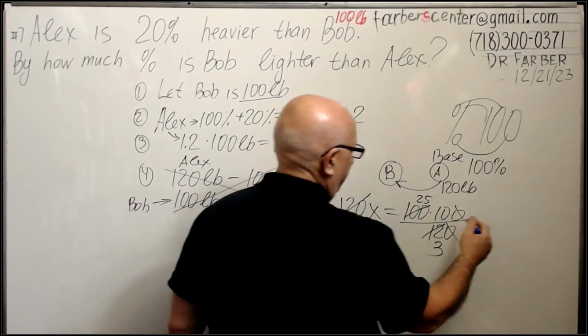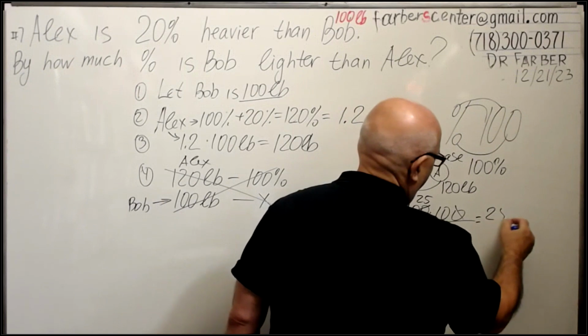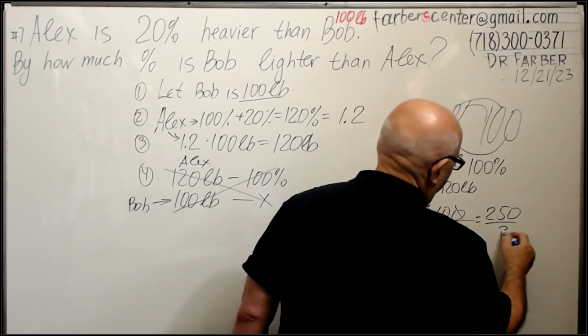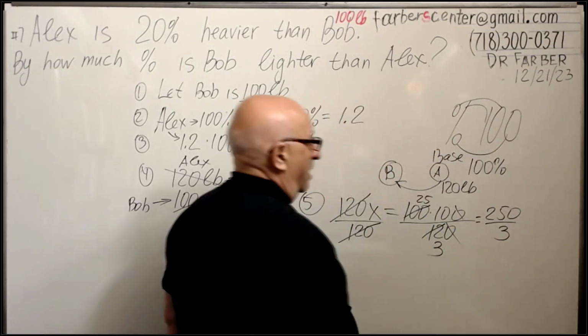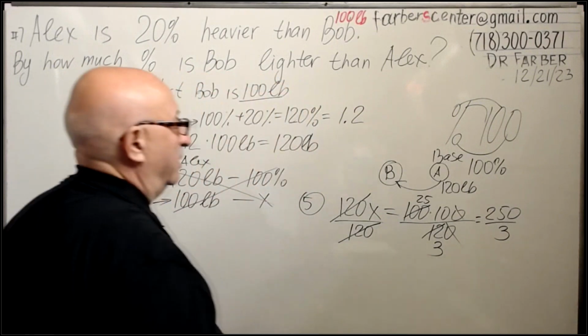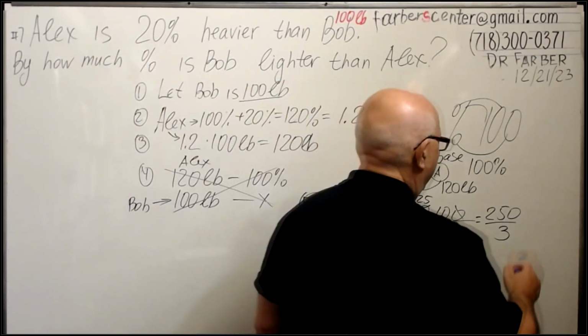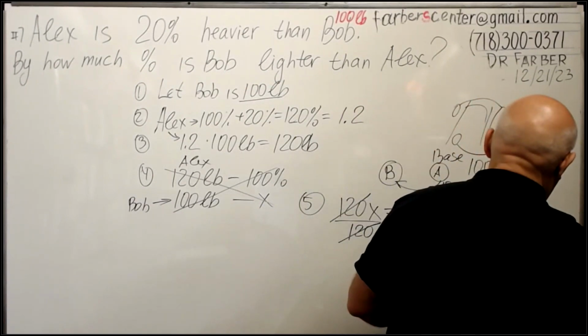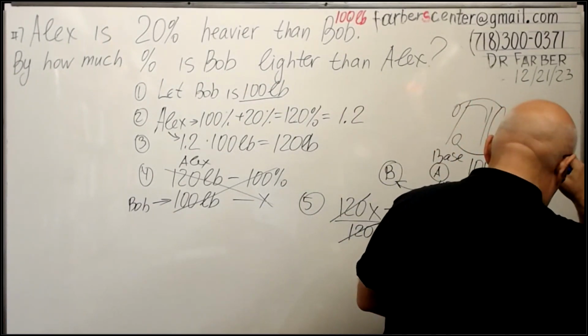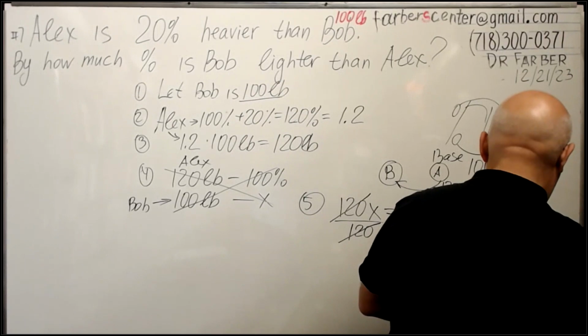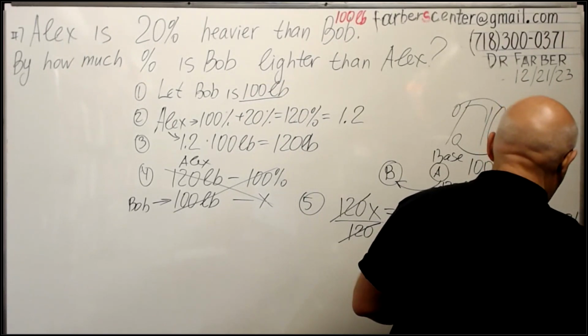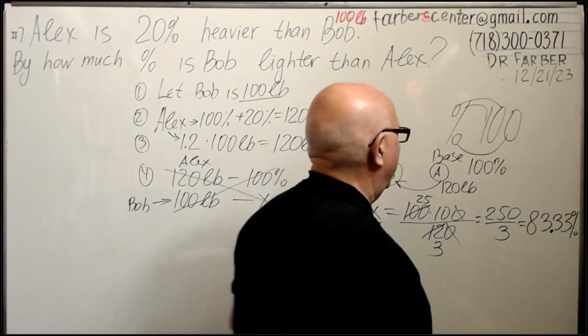25 times 10 is 250 over 3. 250 divided by 3: 8 times 3 is 24, I get 83. And what is it? 83 and 33 hundredths percent. This is the answer. This is a classical example for many tests.